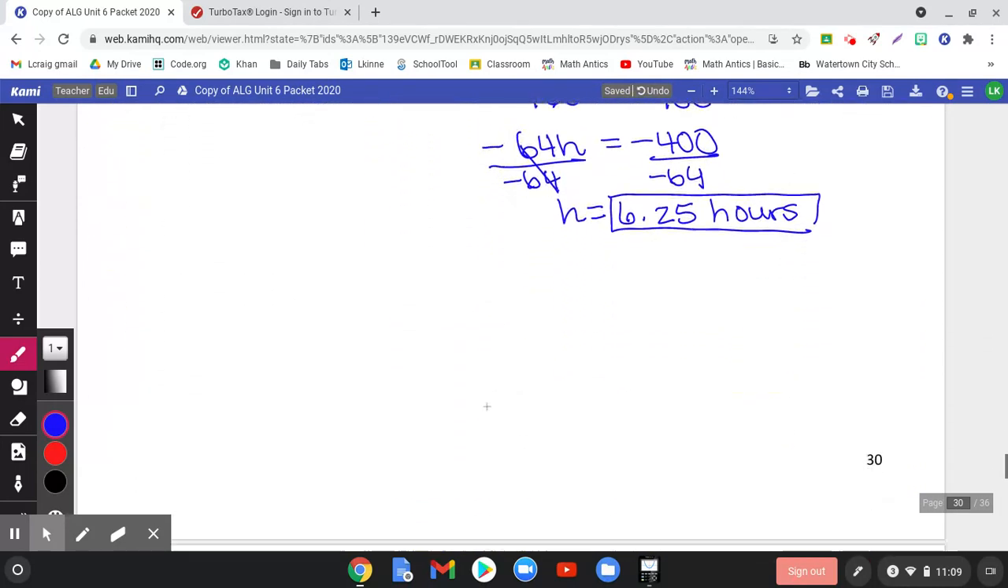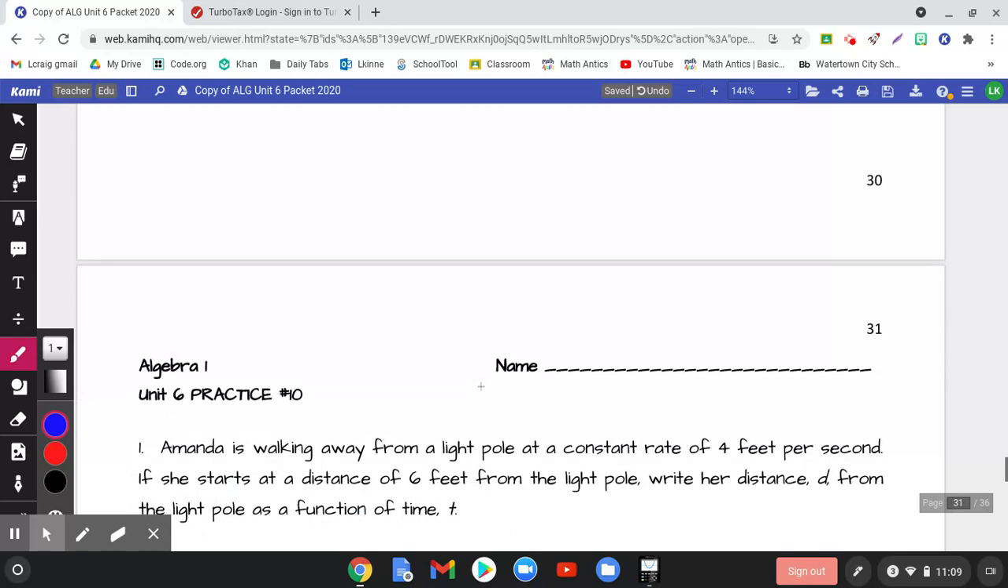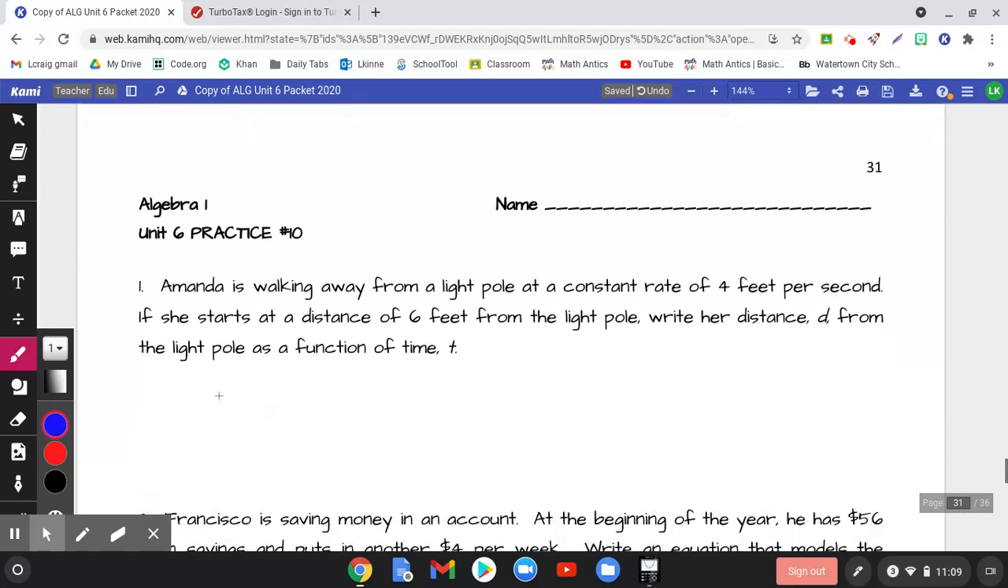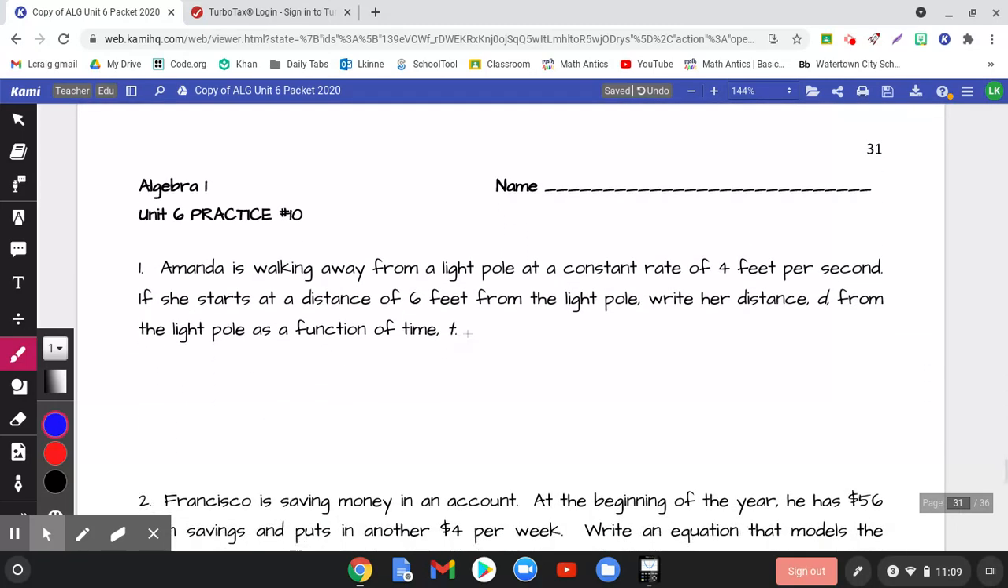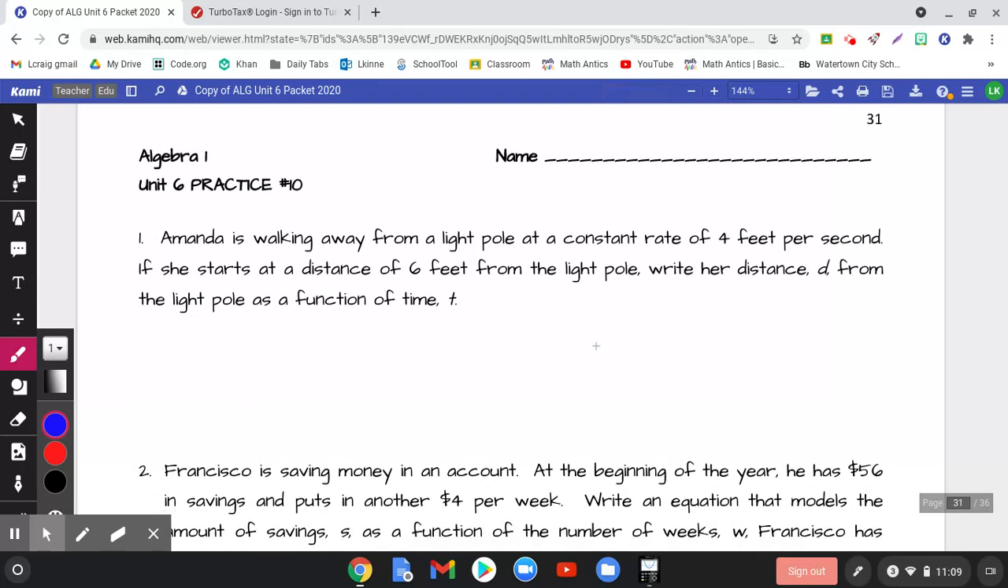All right. Okay, so we're going to stop there. I would like you to get some practice in on pages 31 and 32. I will be putting out a key for this, but again, let's do the first one together to make sure you're comfortable. So Amanda's walking away from a light pole at a constant rate of 4 feet per second. That per tells me that's going to be my slope. If she starts at a distance of 6 feet, again, that word starts, that means that's your y-intercept.